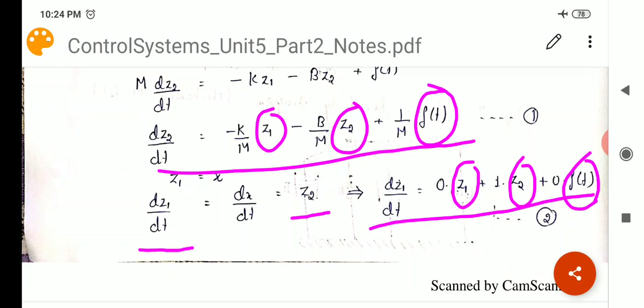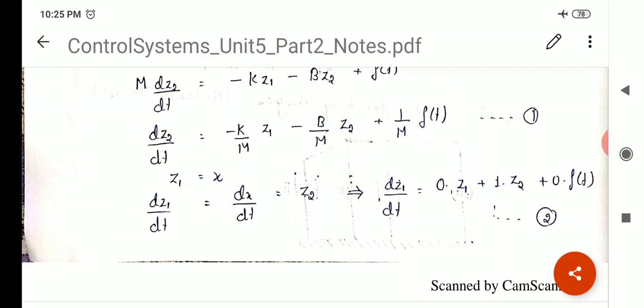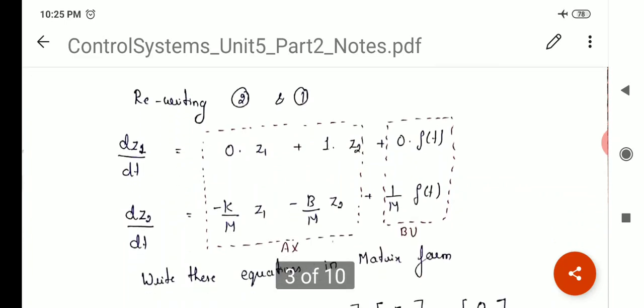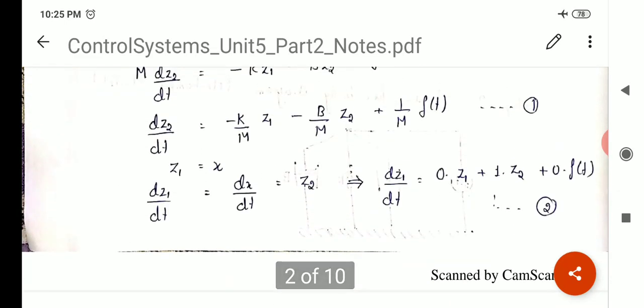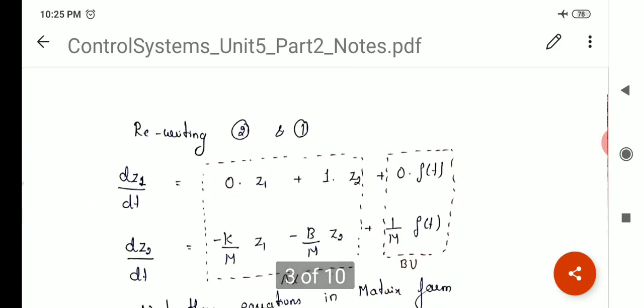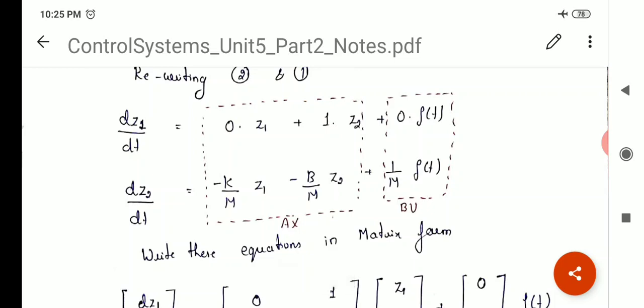Then at last the input. This is important for getting the state equation, and the LHS should be the differentiation of the state variables. Our state variables are z1, z2, so the LHS should be dz1 by dt and dz2 by dt. These two are the important equations that will help us get the state equation. What I am doing is using the same equations we got here, equation number 1 and 2. First I am writing dz1 by dt, and then I am writing dz2 by dt.